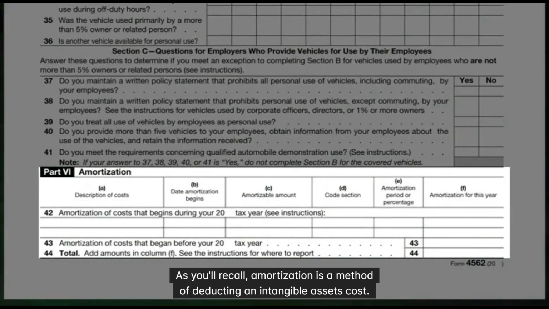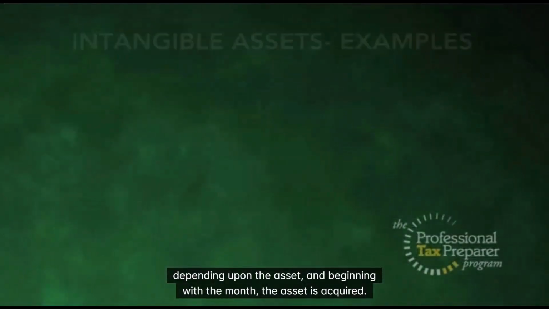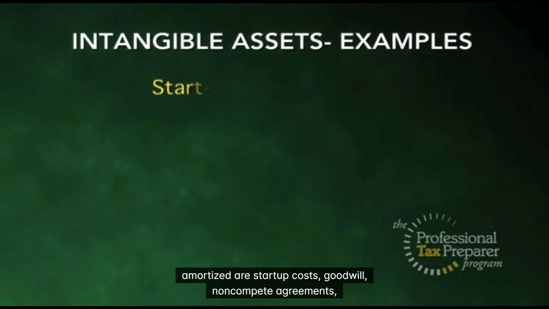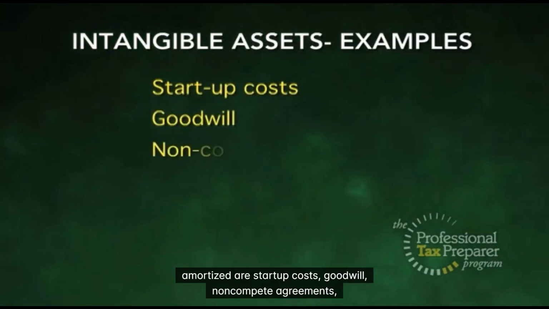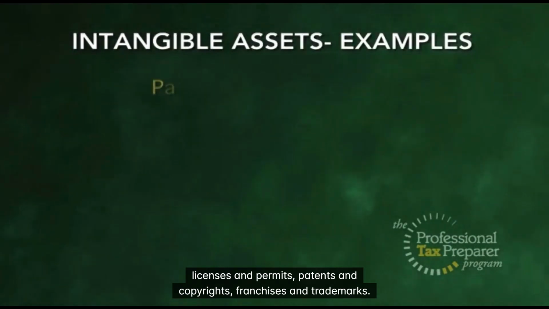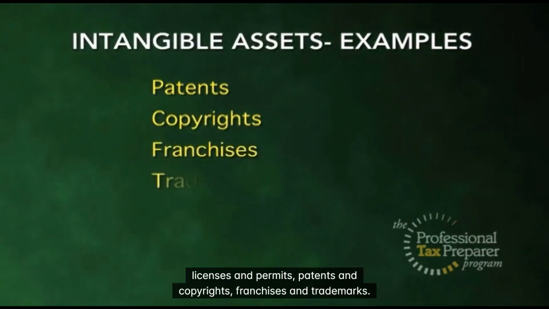As you'll recall, amortization is a method of deducting an intangible asset's cost. Most intangible assets are amortized equally over 5 or 15 years depending upon the asset and beginning with the month the asset is acquired. Examples of intangible assets that can be amortized are startup costs, goodwill, non-compete agreements, licenses and permits, patents and copyrights, franchises, and trademarks.